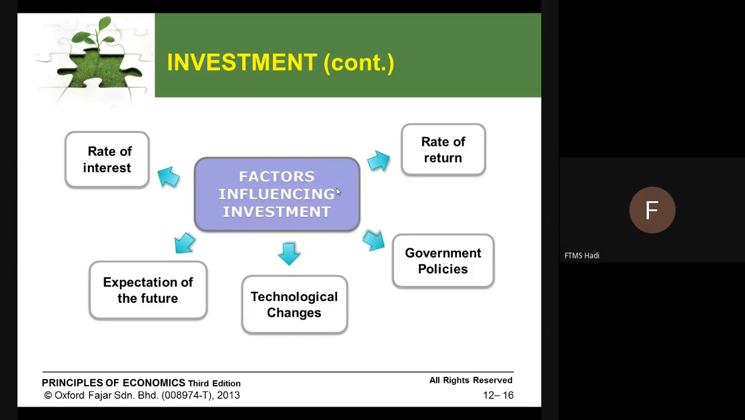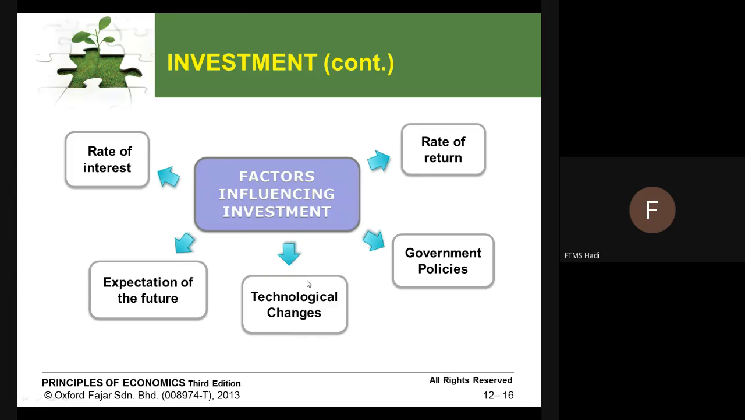Okay, factors influencing investment. The first one, rate of return. If the rate of return is higher, the return on investment will be higher as well. Government policies: let's say government policies want to make the country more advanced, so they will make more investment. If government policies are more reserved, that means not much investment will be done.